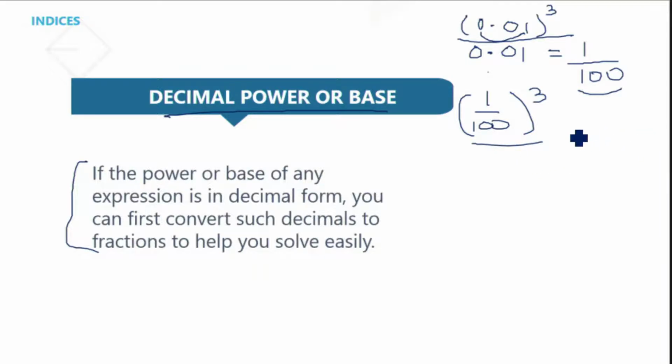So we have written this as this. Each of them takes the power. So this is 1 raised to the power 3 over 100 raised to the power 3. 1 raised to the power 3 is 1, and 100 raised to the power 3 is 1 million. So it's 1 over 1 million.